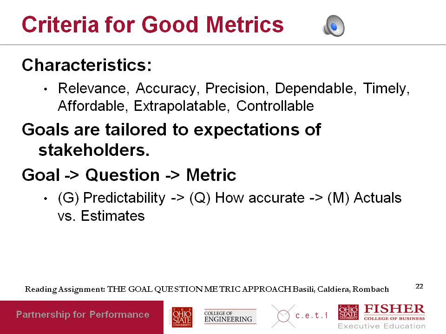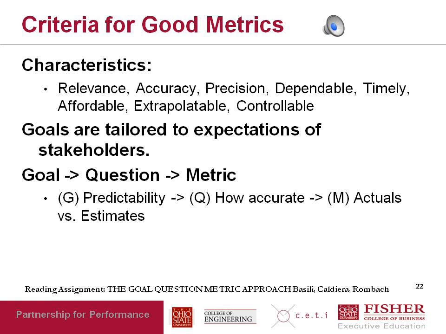So identifying the metric that you're counting or measuring is an important thing to do when managing a project. And the way to identify the right metric is done using a technique known as the GQM, or goal question metric approach. A paper on this approach has been provided to you as a reading assignment.